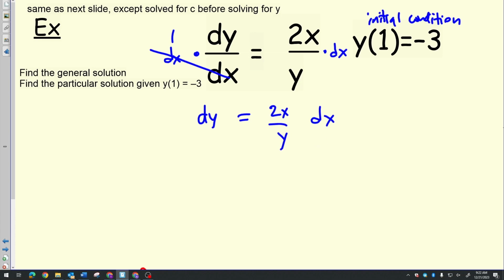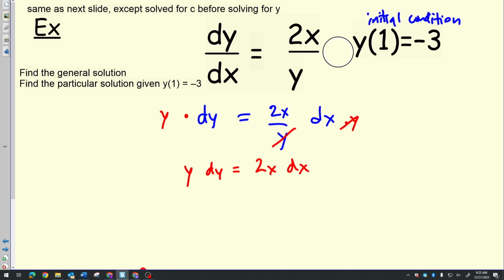And then I need to separate the y's and the x's. So this y, now I'm going to multiply a y on this side, and multiply a y on this side. These y's are going to cancel out. And so what I get is y dy is equal to 2x dx. And basically, if I had done cross multiplication, because I have an equal sign in the middle, one fraction on the right and one fraction on the left, I can actually cross multiply. And basically, I just cross multiply these things.